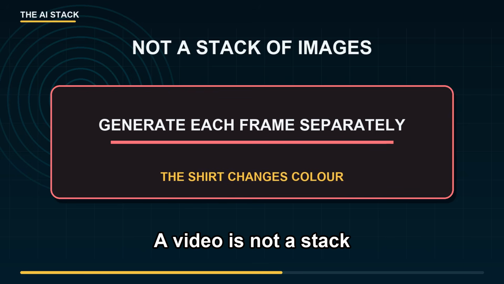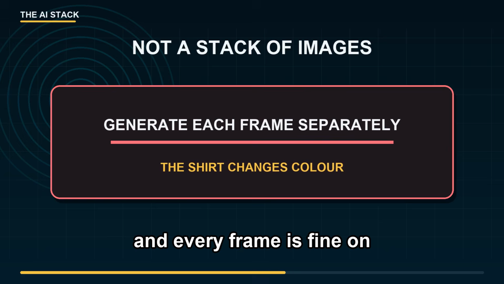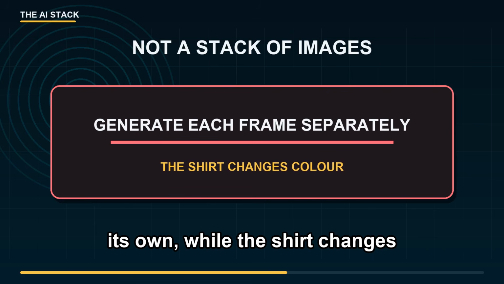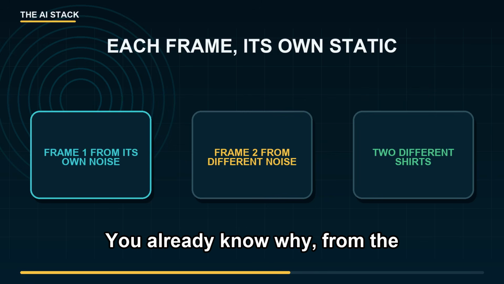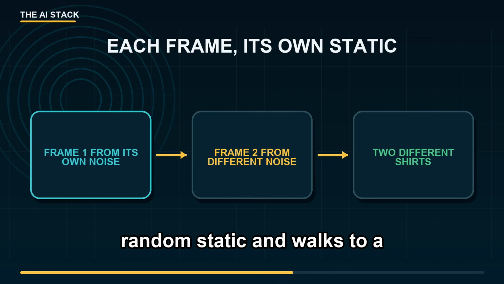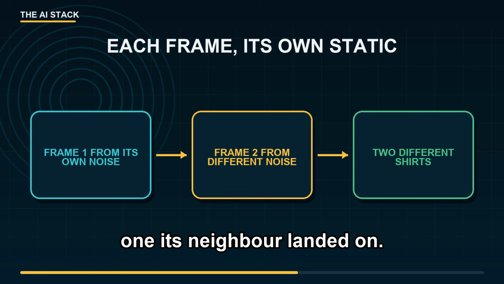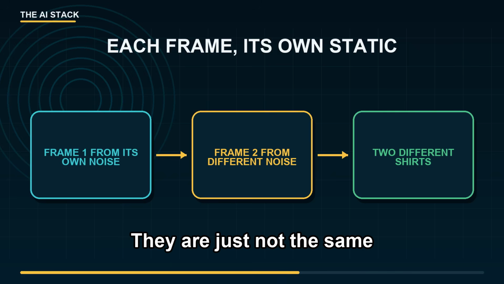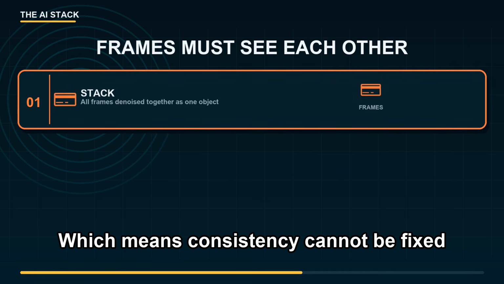A video is not a stack of independently generated images. Generate each frame on its own, and every frame is fine on its own. While the shirt changes color, the face reorganizes, and the background boils. You already know why, from the seed. Each frame starts from its own random static and walks to a plausible picture. Nothing requires the plausible picture it lands on to be the same one its neighbor landed on. Both are valid. They are just not the same shirt. Which means consistency cannot be fixed afterwards.